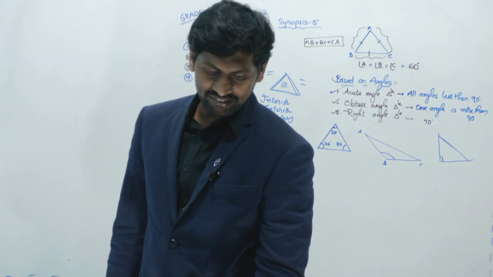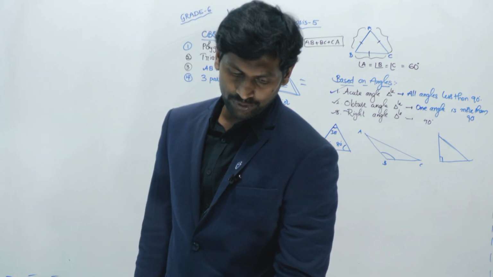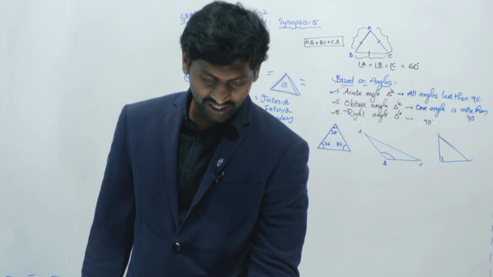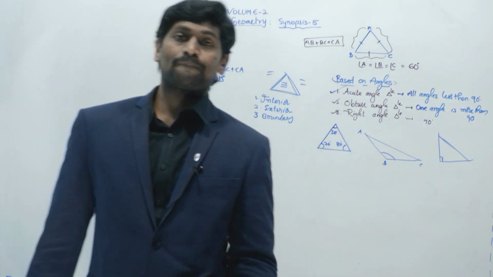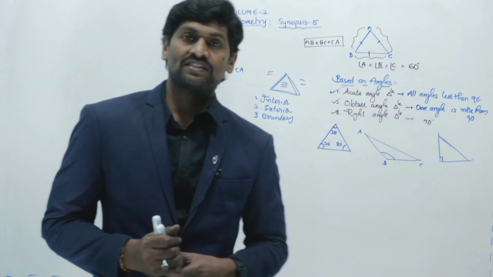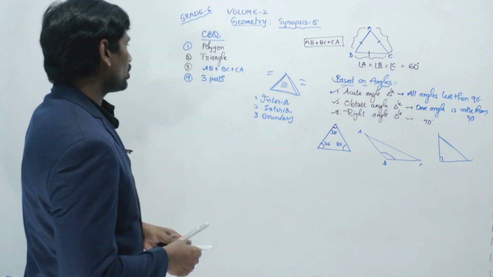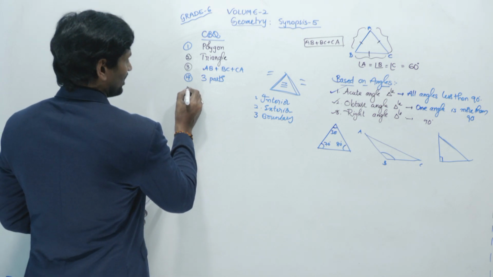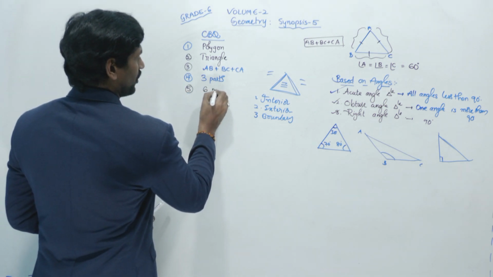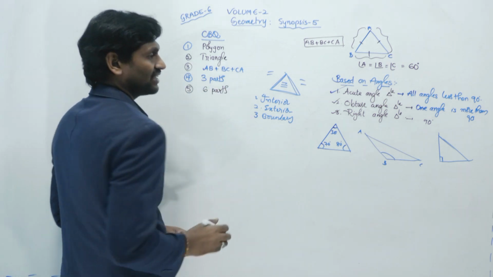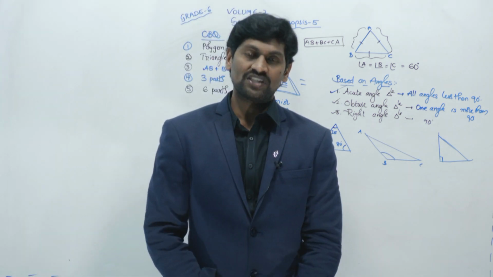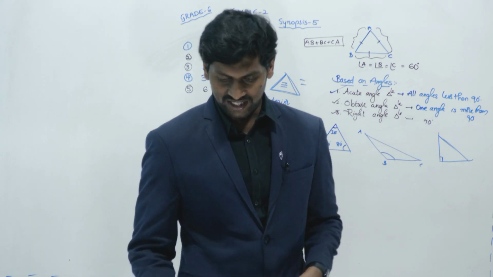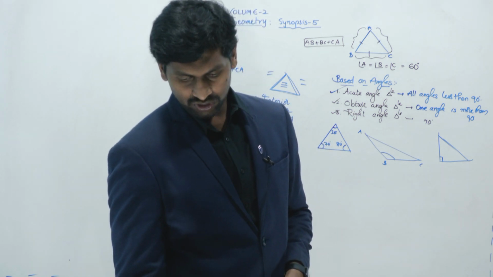A triangle divides the plane into 3 parts, we have completed. Question number 5: the number of components or parts a triangle has. We have already discussed the parts. How many parts does a triangle have? A triangle has 6 parts. What are the 6 parts? 3 sides and 3 angles. Okay.